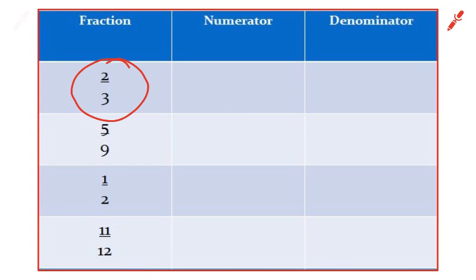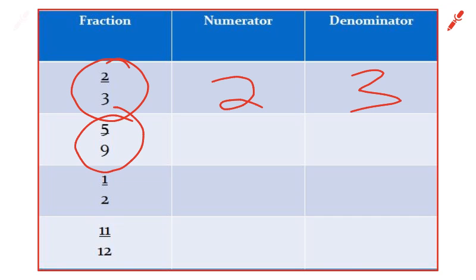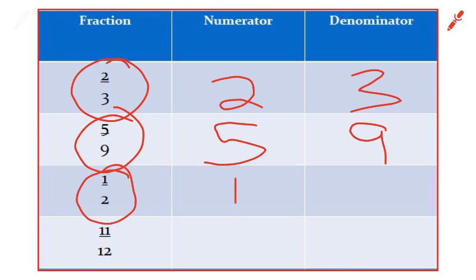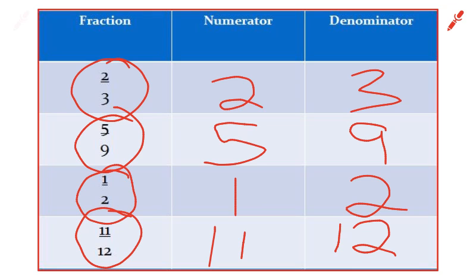We've got fractions here. What's the numerator for that fraction, Bella? 2. What's the denominator, Ashley? 3. Easy. This one, Bella, what's the numerator? 5. What's the denominator, Ashley? 9. Bella, what's the numerator? 1. Ashley, what's the denominator? 2. Bella, numerator? 11. Ashley, denominator? 12. Good job, girls.